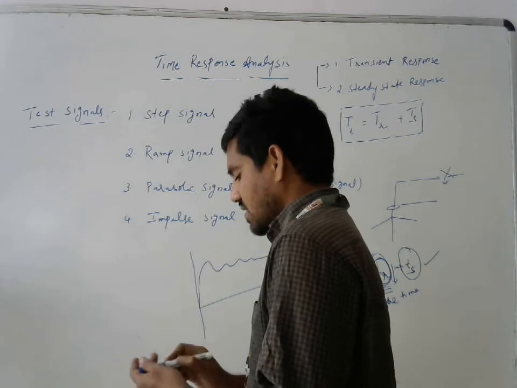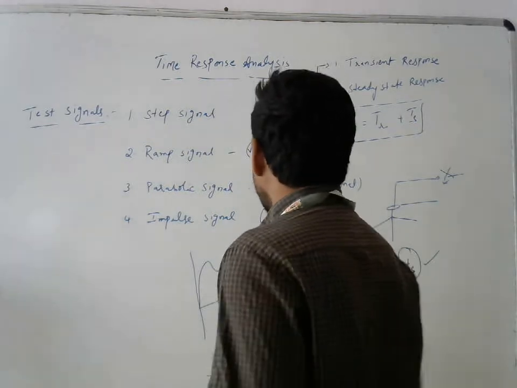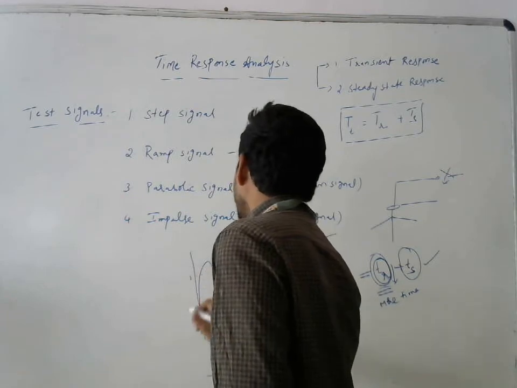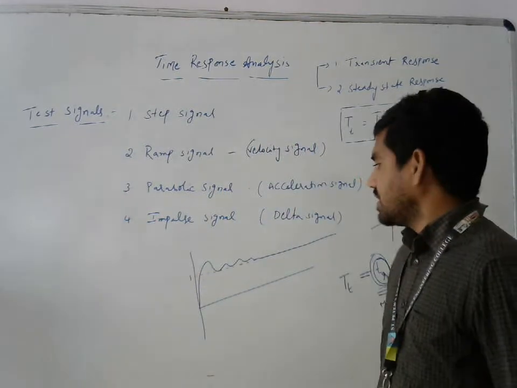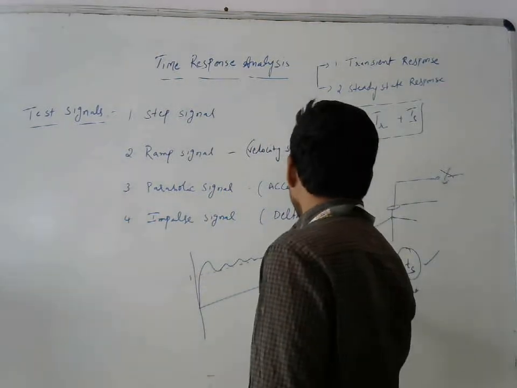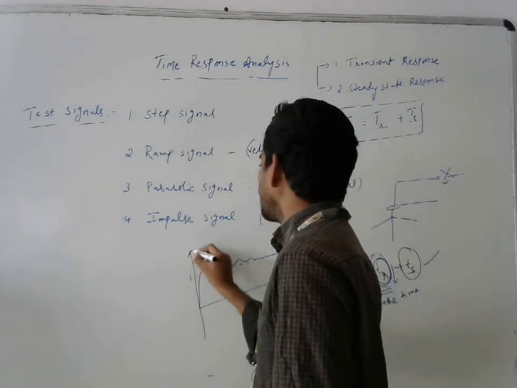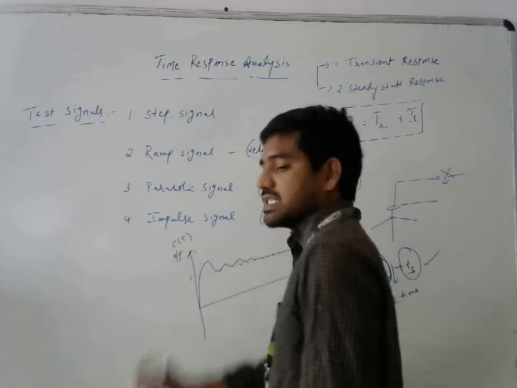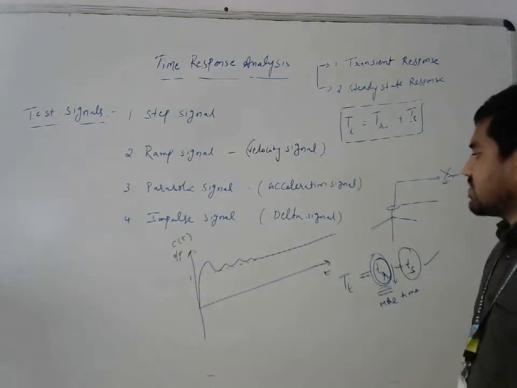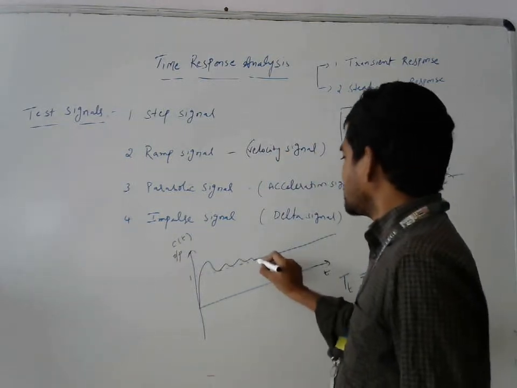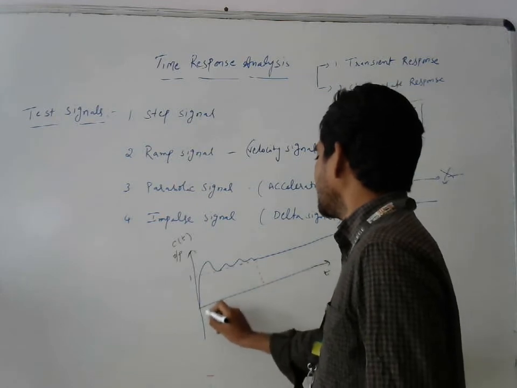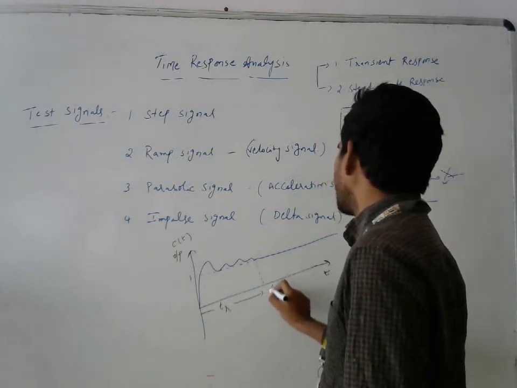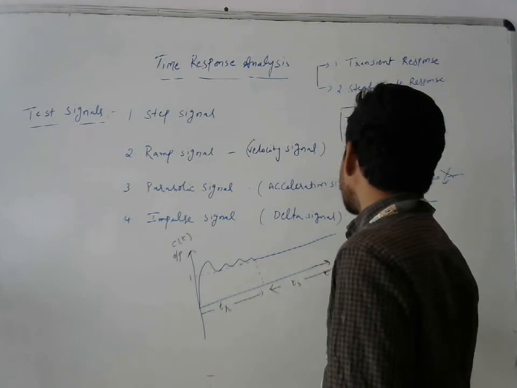Now, in this case, what will happen? This is a unit input. My output is like this one. For example, this is the time t. This is the output of the particular system, which we are going to represent with C of t. In this case, what will happen? Up to this point, we call it the transient state, TR. After that, we call it the steady state, TS.